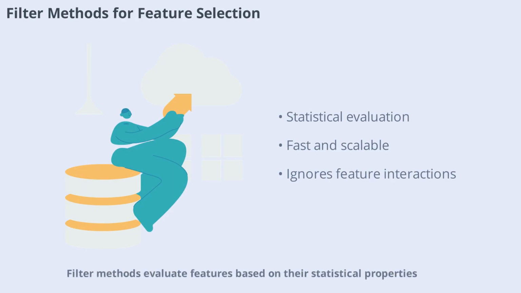Filter methods evaluate features based on their statistical properties independent of the model. Techniques like correlation matrices, chi-square tests, or ANOVA help identify which features are most relevant. Filter methods are fast and scalable, making them a great first step in the feature selection process.